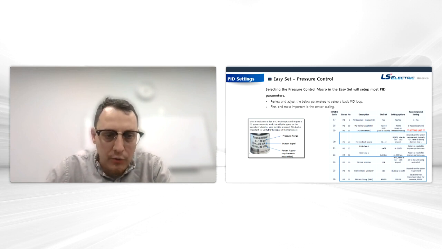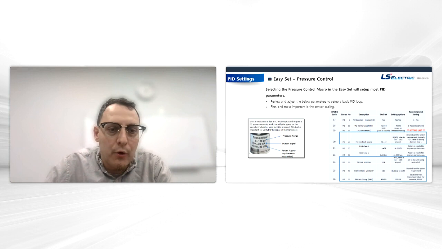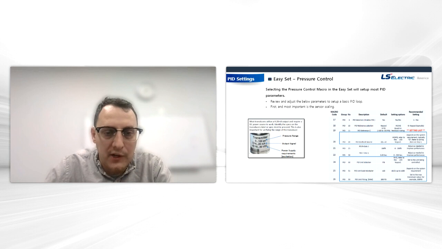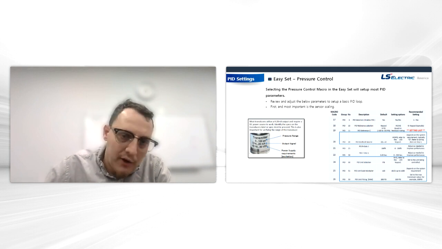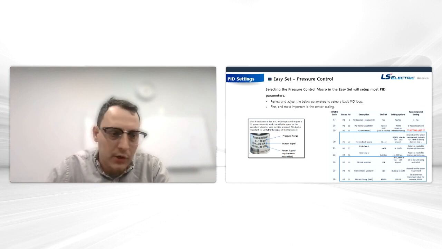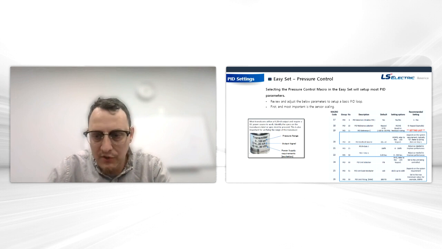So this is all in one list. You go down and you program in your scaling. So in this example, it's a 100 PSI transducer. That's your maximum level. And after you do that, you pretty much hit the go button. You toss your drive in auto, and you make sure you have a run command, and then the drive's going to start regulating pressure. So it really is as easy as that.